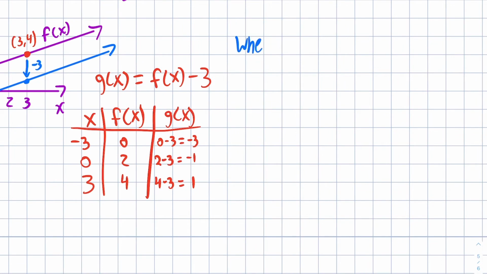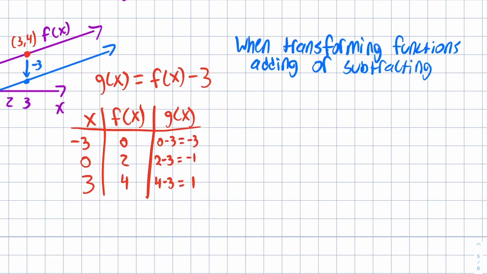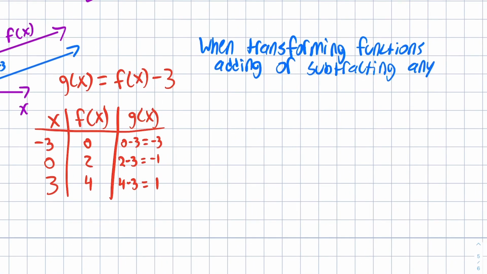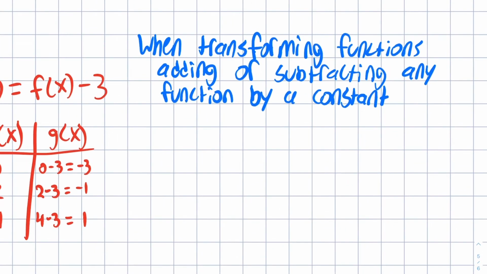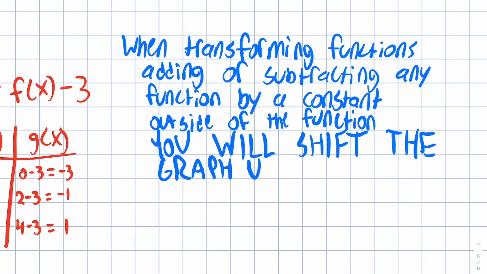When transforming functions, adding or subtracting any function by a constant at the end, like if it's not inside of any of the parentheses, if that minus 3, or if we made it a plus 5 instead of a minus 3, if that's happening outside of the function, you're going to shift the graph up or down. And that's going to be called a vertical shift.